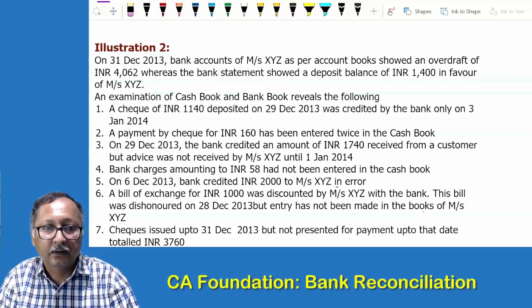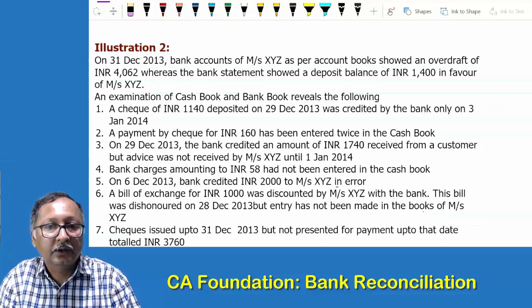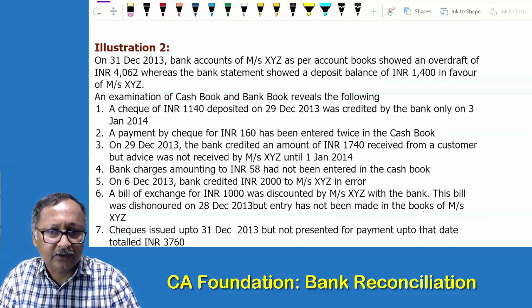Hi, welcome back. Let us solve this BRS problem. We will try to solve this problem both with an adjusted cash book and without an adjusted cash book. Since we'll be doing it with an adjusted cash book, we'll take the adjusted cash book balance and from the cash book balance we'll try to arrive at the passbook balance.